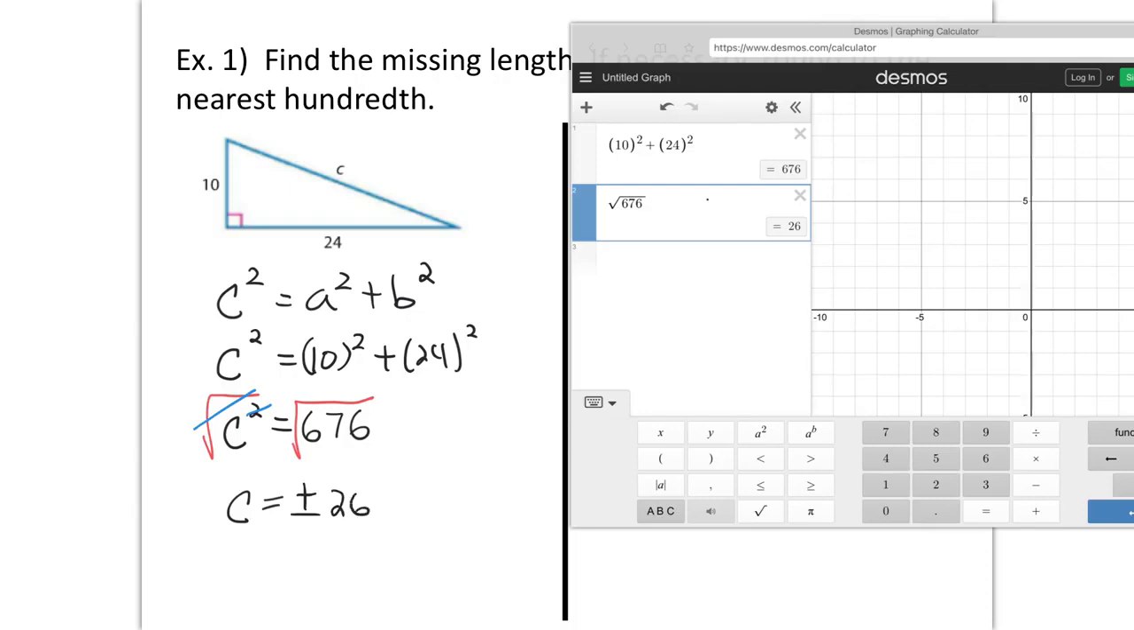Mathematically, C equals plus or minus 26. But since we are looking for the length of a triangle side, it will never be negative. So in this case, since we are looking for that length, C is going to be the positive answer, which is positive 26. You don't have to worry about the negative, because for measurements we're not going to use negative lengths. So the value of C equals 26.